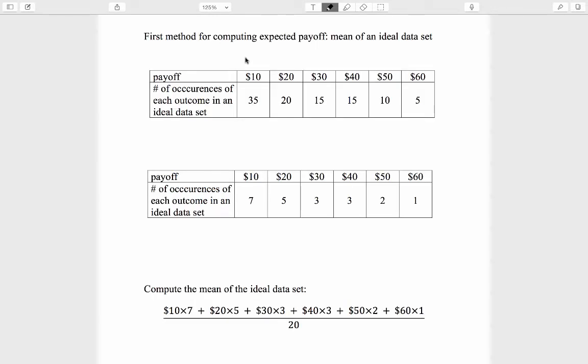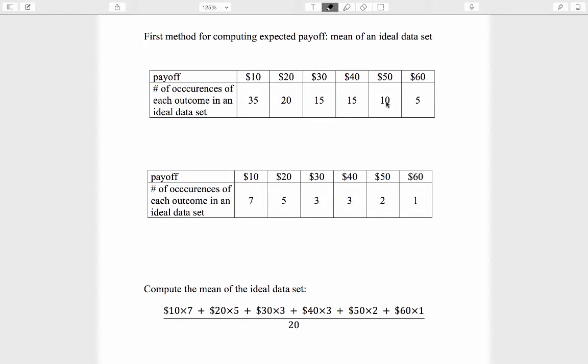To use the first method for computing expected payoff, that is, to find the expected payoff as the mean of an ideal data set of payoffs, we first need to find an ideal data set, and this one will do just fine. With 100 total rolls of the die. Where did this come from? This came from just taking the probabilities, which were given as two-place decimals, and multiplying through by 100.